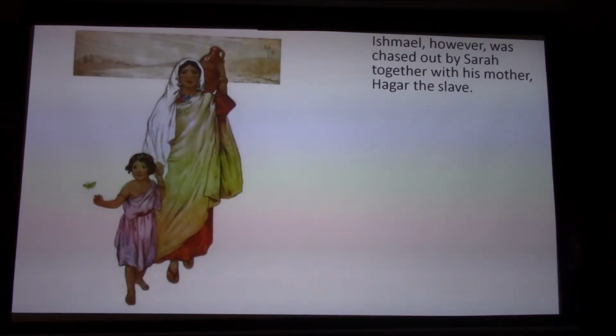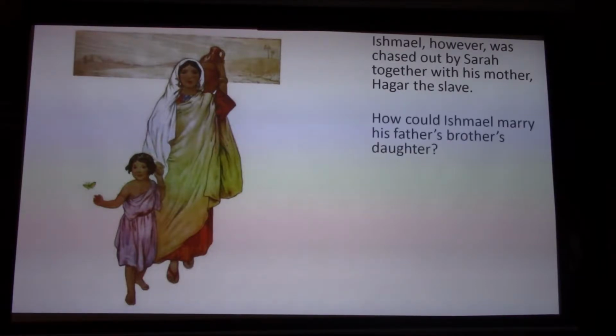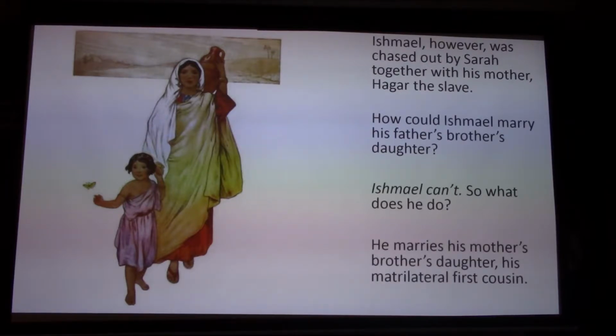Ishmael, however, was chased out by Sarah together with his mother Hagar the slave. How could Ishmael marry his father's brother's daughter? Can't happen. He's gone. He's been taken away. So what does he do? Well, he marries his mother's brother's daughter, his matrilateral first cousin. The ideal was patrilateral. Couldn't get that. Next best thing, matrilateral first cousin.